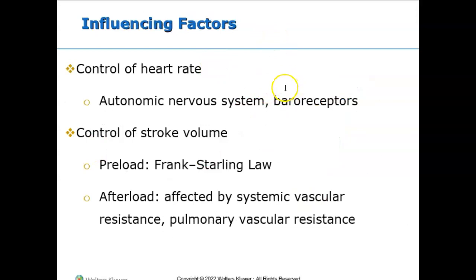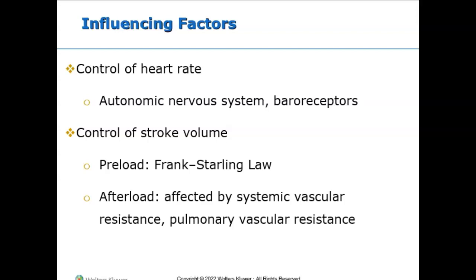Here's some different things that influence your cardiac output. Things that control the heart rate, so your autonomic nervous system and your baroreceptors. The sympathetic nervous system and the parasympathetic nervous system make up the autonomic nervous system. The sympathetic nervous system releases hormones like catecholamines, epinephrine, and norepinephrine to accelerate the heart rate. The autonomic nervous system controls all automatic body functions, such as breathing, heart rate, blood pressure, sweating, mouth watering or salivating, and the movement of food through the intestines, called peristalsis.